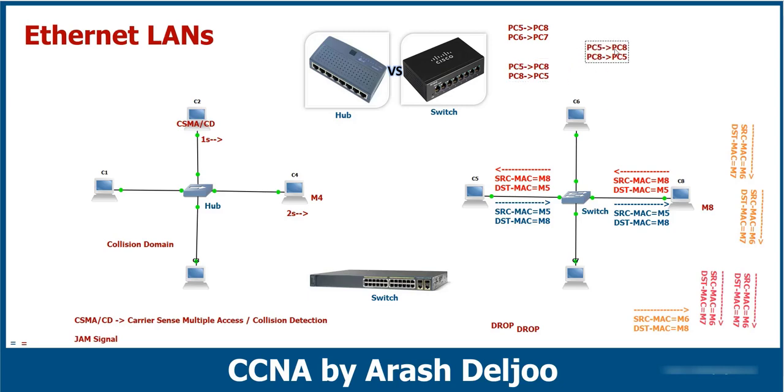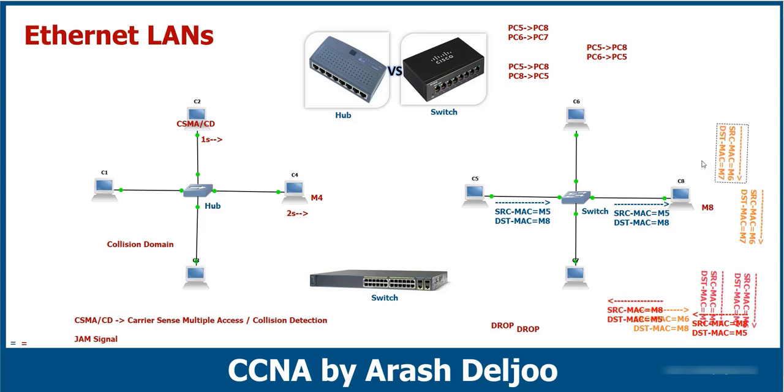And the third condition is when you are sending traffic from PC5 to PC8 and at the same time from PC6 to PC8. As I mentioned before, here again we don't have any collision. Look at here, from PC6 to PC8, with the source MAC of MAC 6 to destination MAC of MAC 8, we don't have any collision.